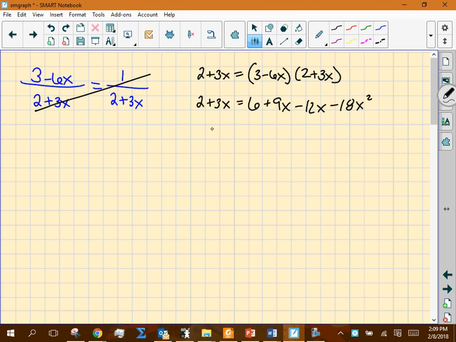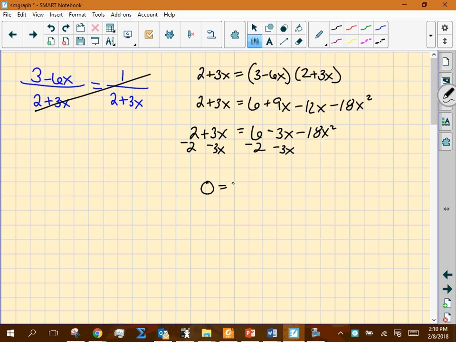So working this out, combining like terms, I'm going to get 6 minus 3x minus 18x squared, and I get a 2 plus 3x over here, right? Let's remove the 2 from both sides, so subtract there. I'll remove the 3x from both sides, subtract there. So it gives me 0 on the left-hand side.